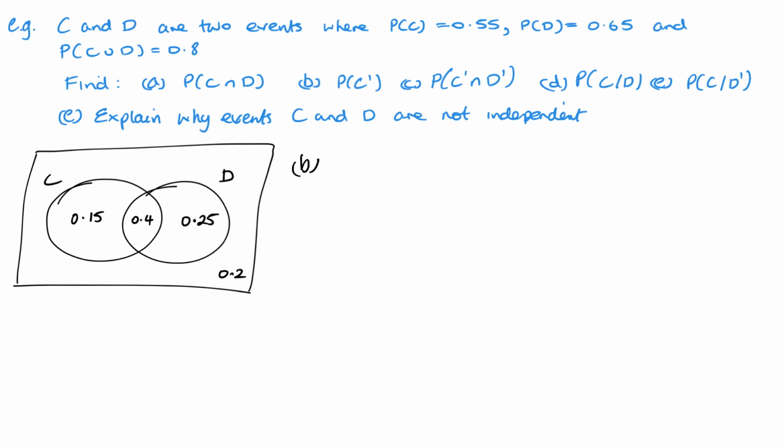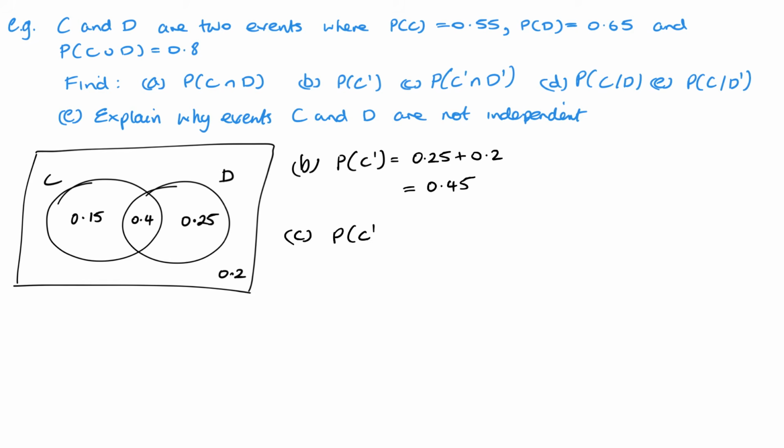So part B, we want the probability of not C. So not C is everything outside of C, so 0.25 plus 0.2. As these are probabilities already, we don't need to think of them as a fraction, so it's just adding them: 0.45.